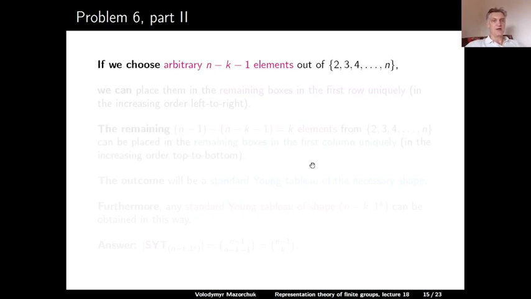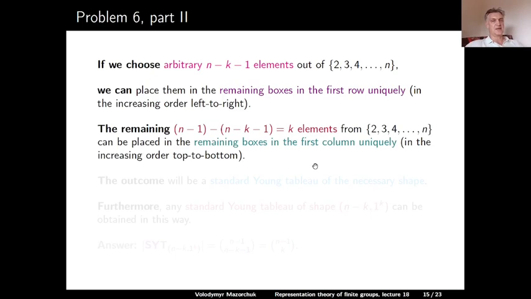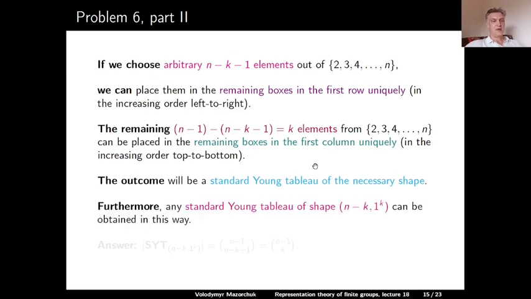So if we arbitrarily choose these n minus k minus 1 elements out of 2, 3, 4, and so on up to n, then we can place these elements uniquely in the first row in increasing order. What is left is exactly k elements, and these can be placed uniquely in the first column in increasing order. And the outcome will be a standard Young tableau of our shape. And clearly any standard Young tableau of the shape can be obtained in this way.